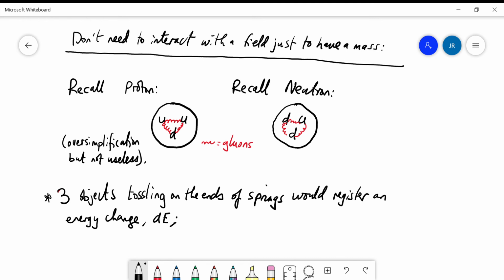Okay, so ignore the gluons and the quarks and the neutron and the proton for now. If you just have three objects tossing around at the end of springs, you would definitely describe or know that there is a description there that has a change in energy. And that's kind of what the proton, if we go back now to the real world where we have the proton and the neutron, that's exactly what we have. Details aside, we have objects that can be identified and labeled being held together with forces. We've said previously that the change in energy is proportional to a change in mass.